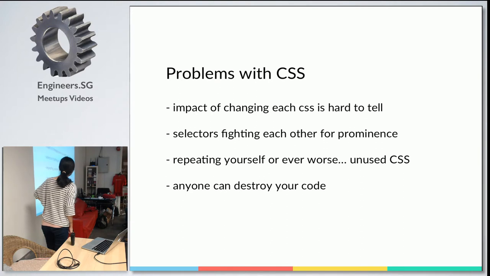And third, you start repeating yourself over and over again. So maybe you're writing CSS and then you realize that you've written this code 2 weeks ago, but you just decide to leave it because you're not bothered to go back to it. Or even worse, you might even have unused CSS. So some people just keep it there, not bother to delete it. And fourth, anyone can come and destroy your code. So you might have a new team member. You might not have the time to share your documents or talk through your code. Or even if you do, it still happens. Someone can just come and destroy your code.